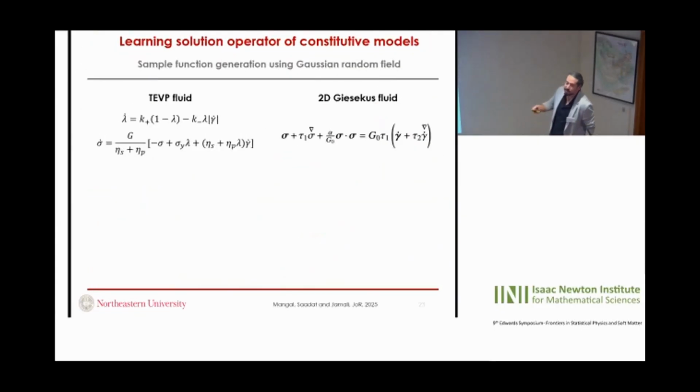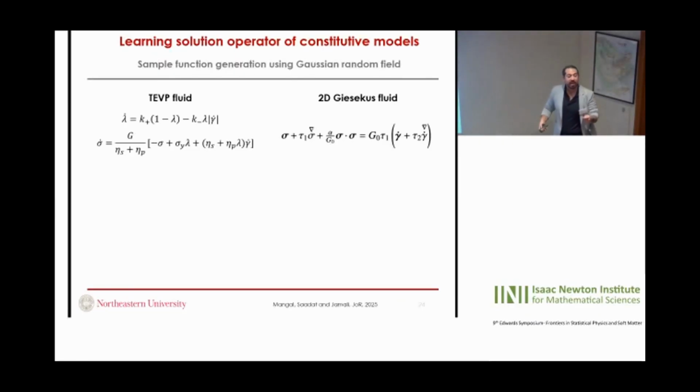The way you train these models, and again, you're going from input space to output space, right? So we're working on two different fluids. One is TEVP, thixotropic elastoviscoplastic: you have a time evolution for this microstructure parameter that couples with your constitutive equation for stress and strain. And we have a 2D Giesekus fluid. We wanted to look at a tensorial representation as well.